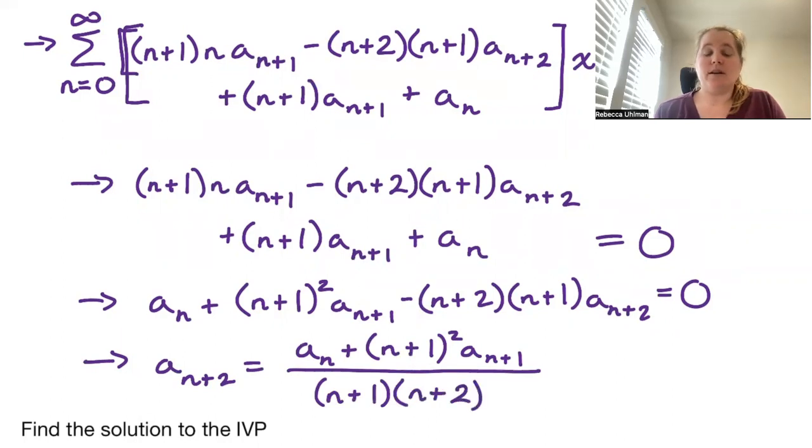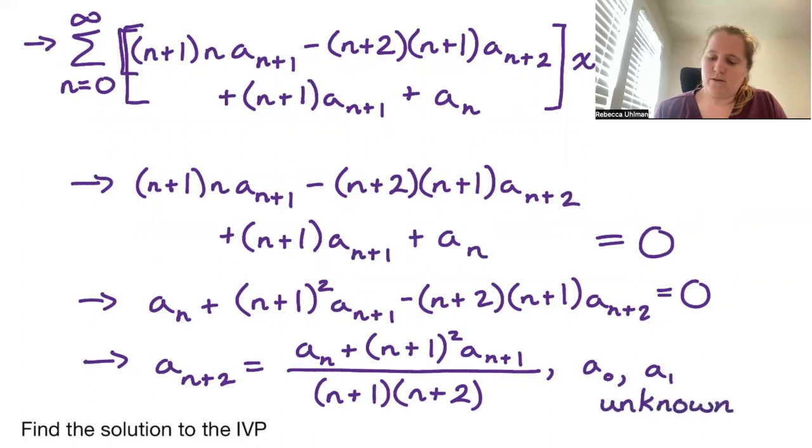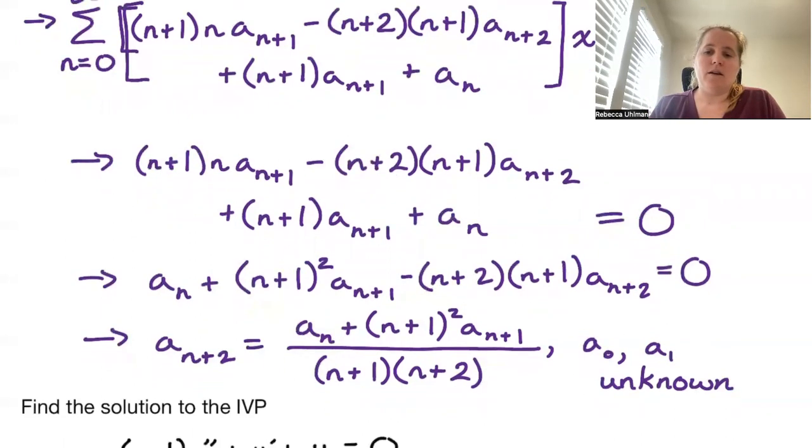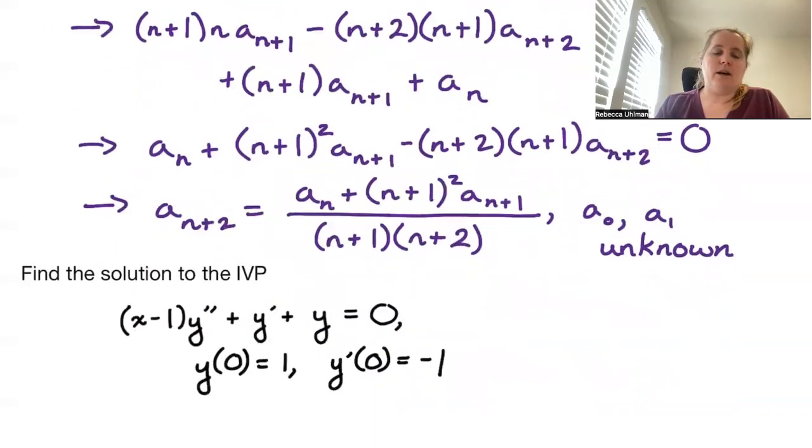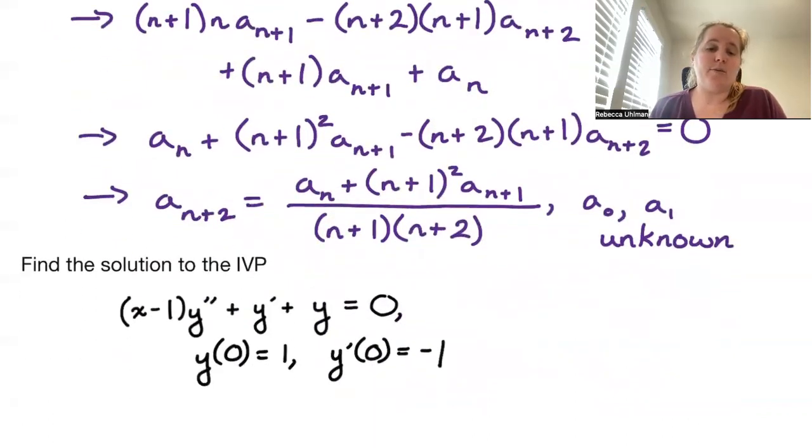And then a0 and a1 are unknown. So this is a recursive definition for all those coefficients. We could work our way through and find the first however many coefficients if we so chose in terms of a0 and a1.